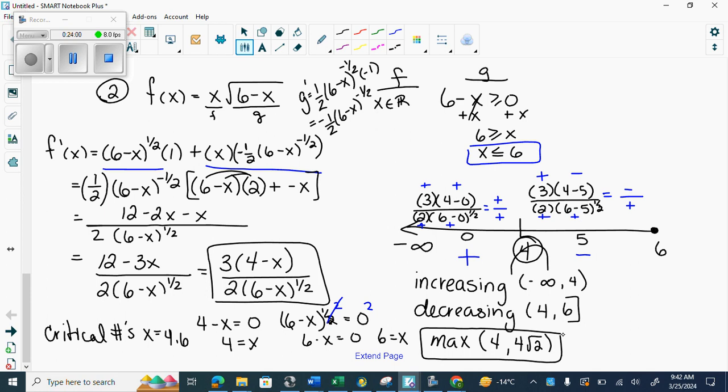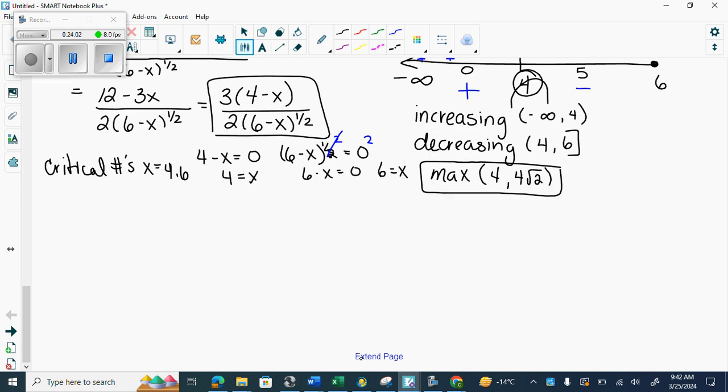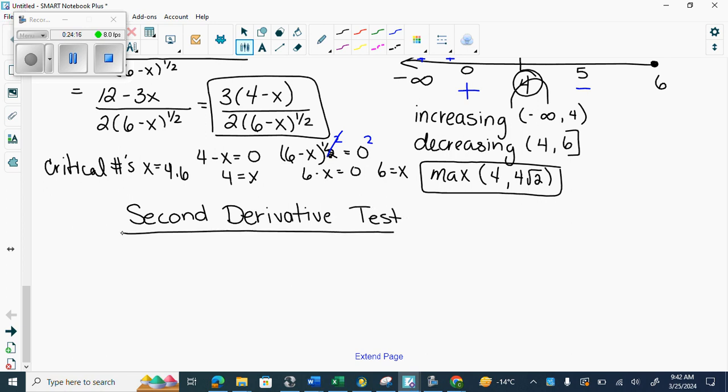Okay. We're going to discuss the second derivative test. You will love the second derivative test because if I ask if something's a max or a min, I don't ask anything about increasing or decreasing, you can literally just plug your critical number into the second derivative and it'll immediately tell you if it's a max or a min.